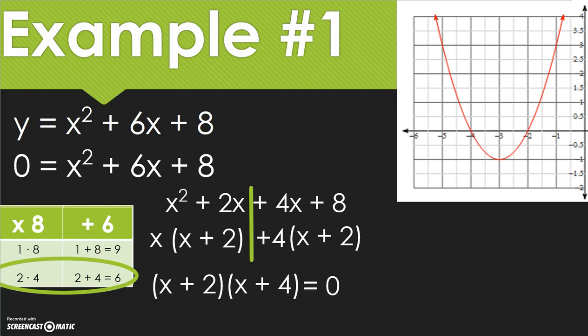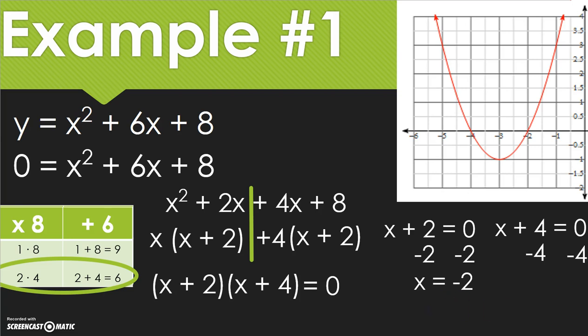Now we're going to bring that equals 0 back in. Since we want to find what our x values are when y is 0, we're going to set each of our binomials equal to 0, and we're going to solve for x. So you're solving for x just like we did back in Unit 1 and we've been doing all year. So in order to get x by itself on the first one, we're going to subtract 2 from both sides, because the opposite of adding is subtracting, and 0 minus 2 is -2. Then we're going to subtract 4 from both sides, and 0 minus 4 is -4.